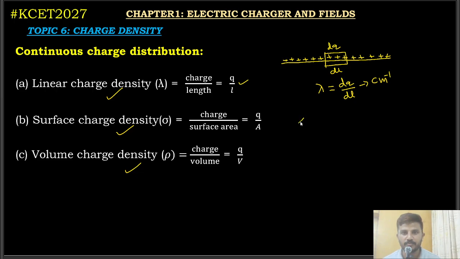Next, what about surface charge density? Let us consider we have a surface here. So charge is distributed uniformly on it, like this. So how to find out what is this charge density on it? Let's take total charge divided by total area, or if you want to calculate the charge density for a small area you can take dq by dA.